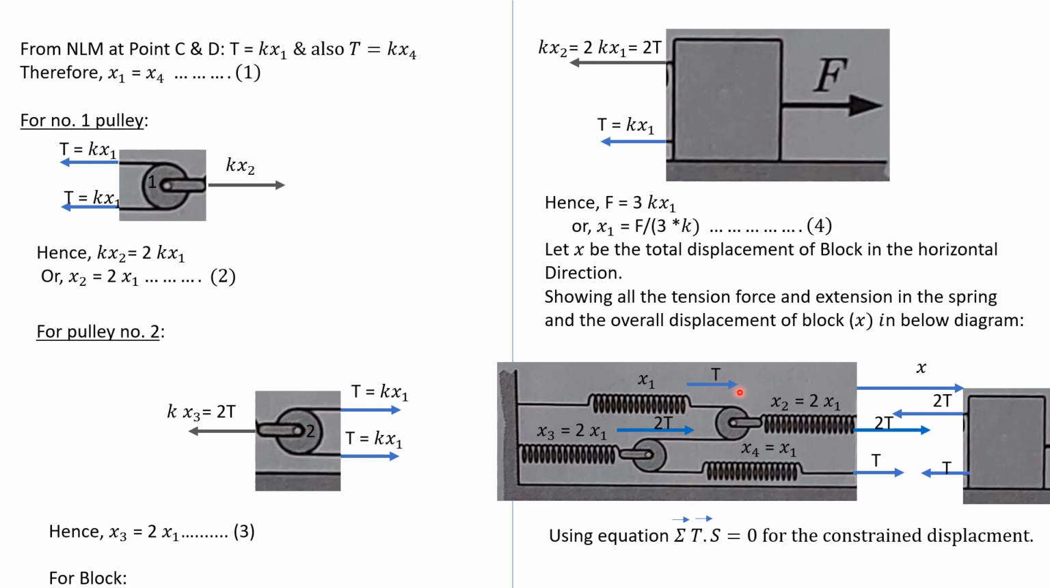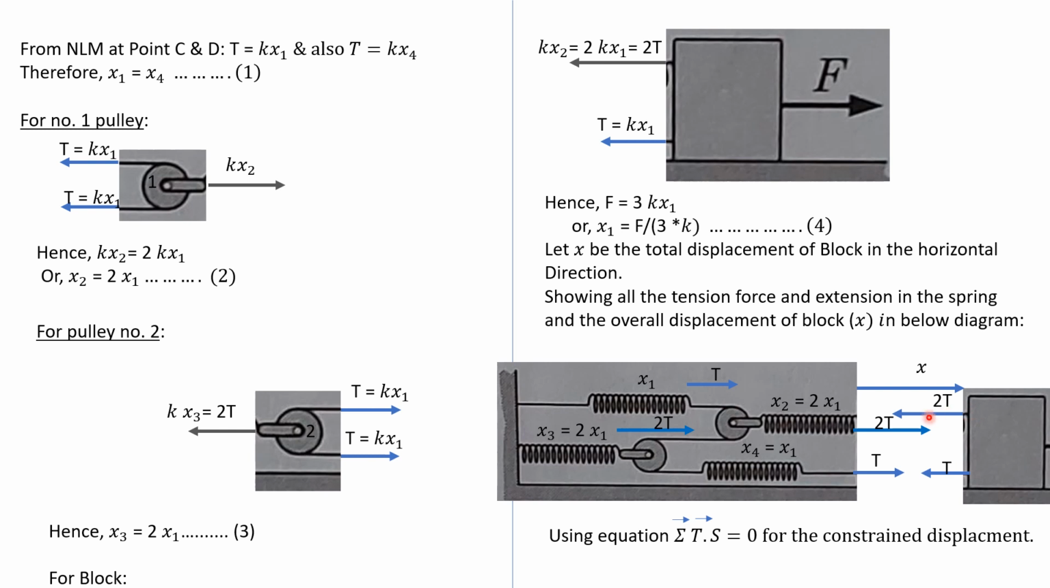So with T, what extension is happening here? This is x1. So T into x1 cos 0 degree. With 2T, what extension is happening here? 2x1. So 2T into 2x1 cos 0, because displacement and tensions are in the same direction. Here also 2T is the tension force and 2x1 is the displacement. 2T into 2x1 cos 0 for this. Here it is T into x1 into cos 0, right?